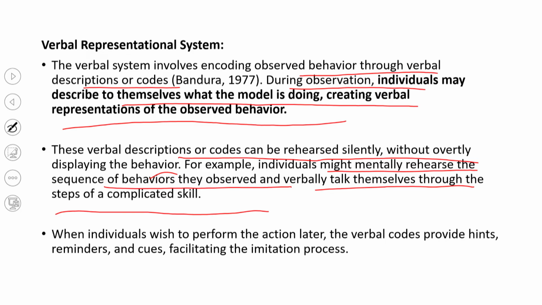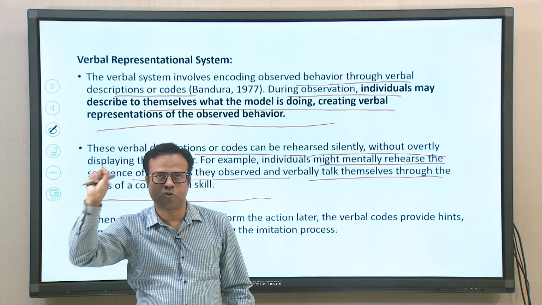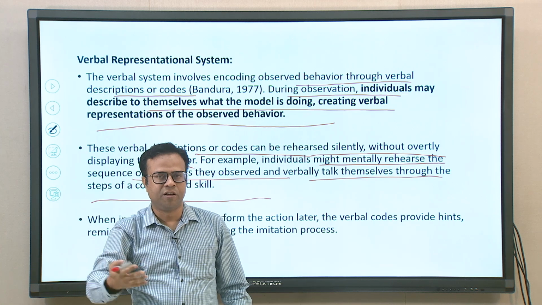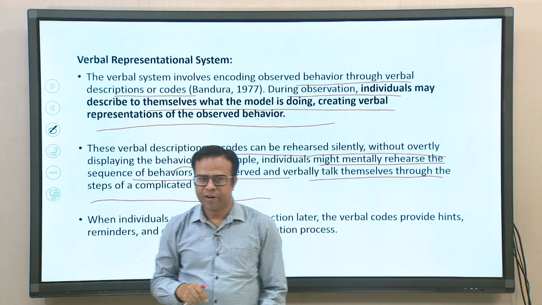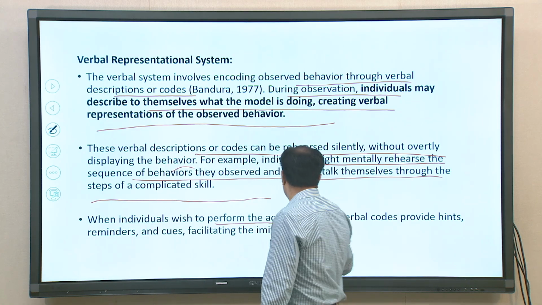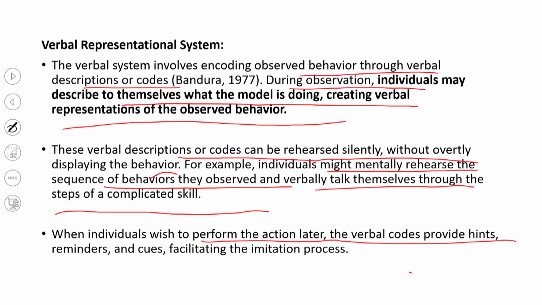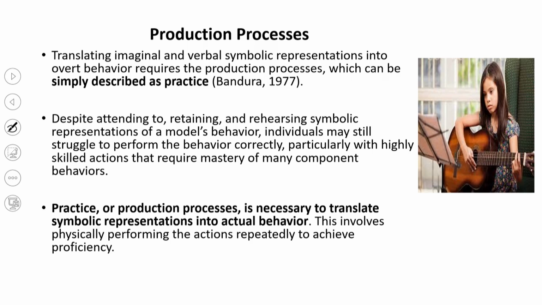I have to do this, then I have to do this, I have to fix this and so on. So, we kind of talk to ourselves when we remember something that we learned. When an individual wishes to perform the action later, the verbal codes provide hints, reminders and cues and facilitate the imitation process. Basically, you have to remember it, and we remember it mostly in the form of images and in verbal or language format. So, this is the second step. First you have to pay attention, then you have to remember it.